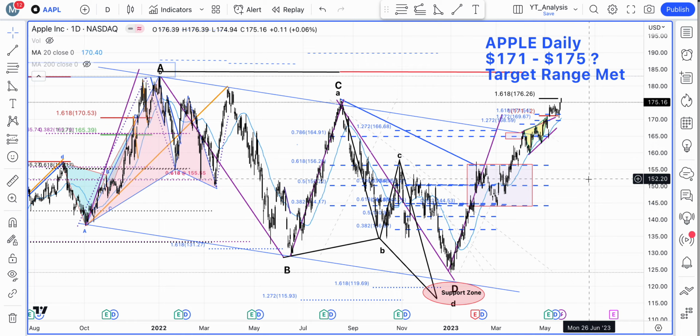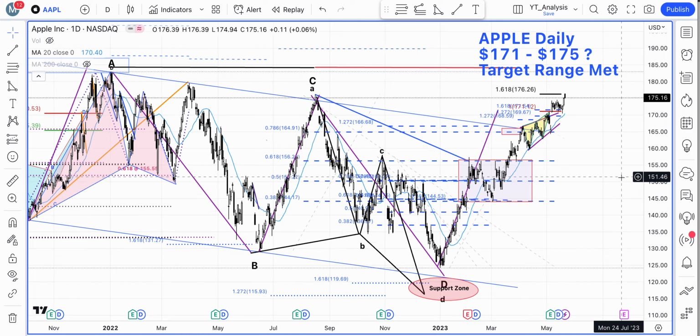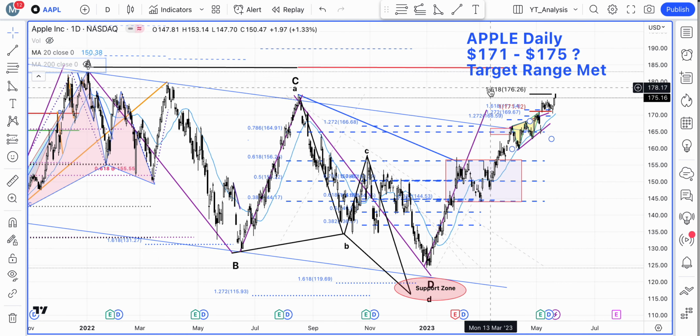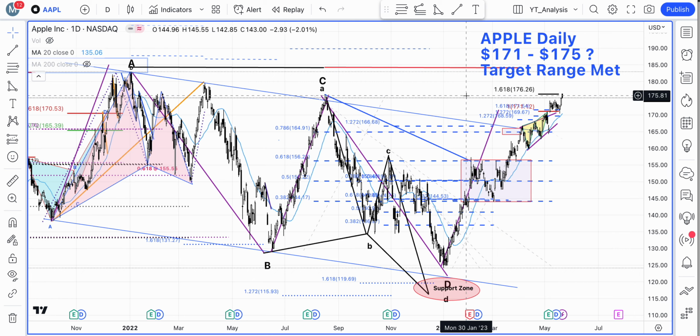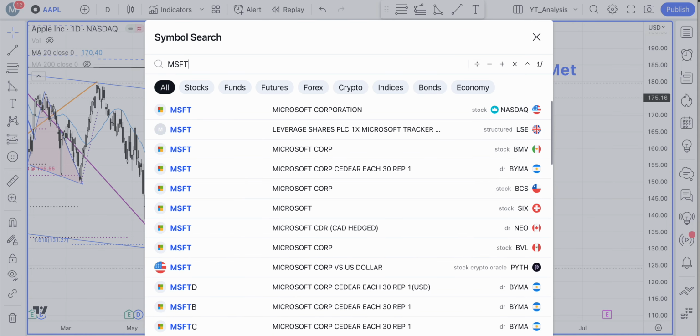So for now, we are just going to watch the price action to give us more clues. The momentum is pretty strong, as we had discussed before, whether it's actually going to go after the $182 per share highs, whether it's going to attempt that, and what is likely to happen, we have to wait and watch and see. Let's move on to Microsoft.